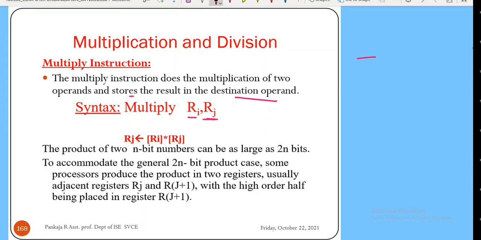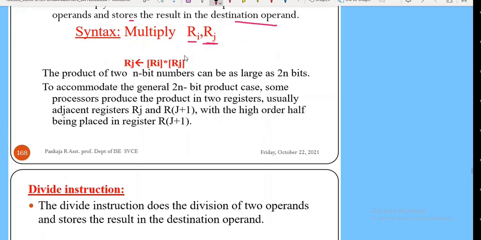But here the problem is, whenever you are multiplying n bits, the expected product is 2n bits. So in that case, what happens? The 2n bits may not be possible to store in the destination. The product can be as large as 2n bits. Even when you start learning about multiplication of two binary numbers, you have to keep that in mind: when you are multiplying two numbers of size n, the product should be 2n bits.